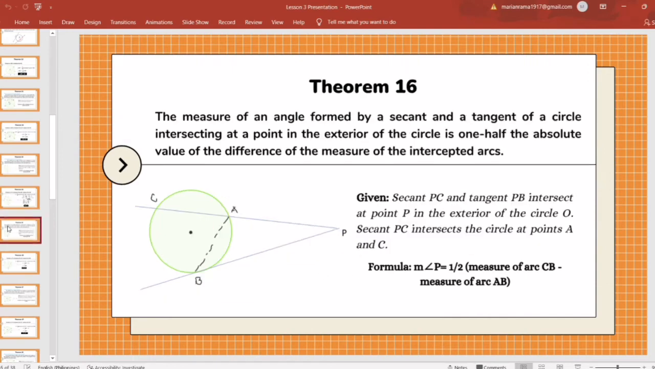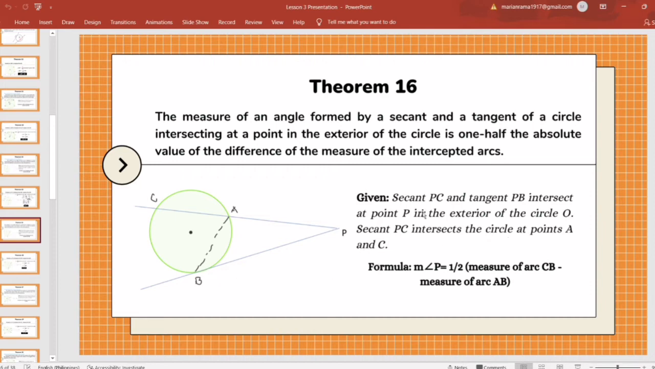Okay. Next, we have here our Theorem 16. The measure of an angle formed by a secant and a tangent of a circle intersecting at a point in the exterior of the circle is 1/2 the absolute value of the difference of the measures of the intercepted arcs. So we have here our given: secant PC and tangent PB intersect at point P in the exterior of the circle O. Then we have secant PC intersects the circle at points A and C.